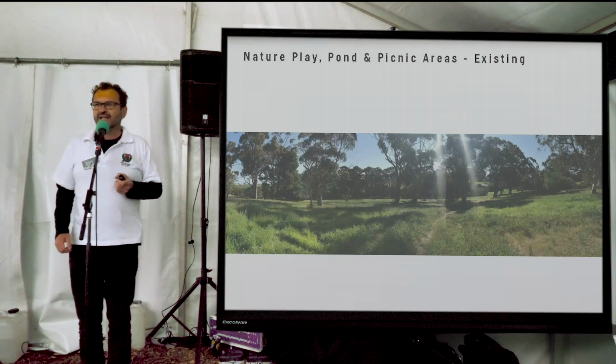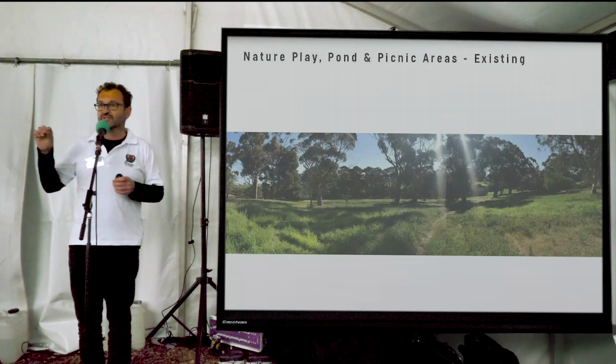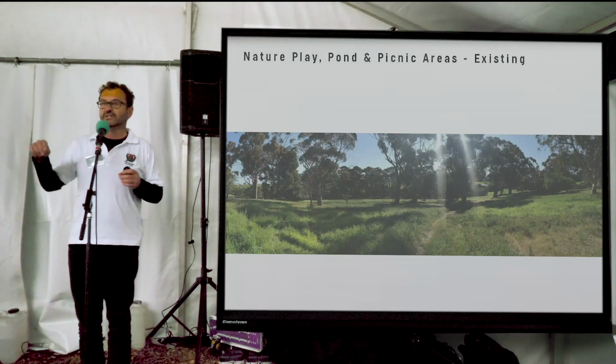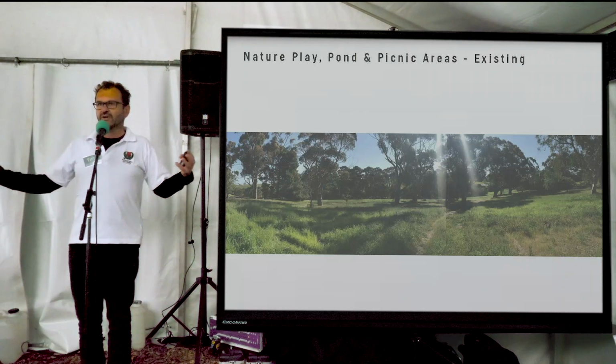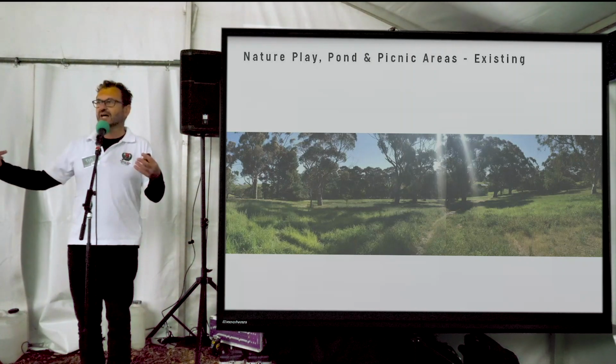The nature play and pond precinct, so there's quite a lot of work that the Friends of Glenthorne have been doing down around the pond in particular in terms of revegetation. The master plan builds on that work that they've begun, and looks at the creek corridor as being this real opportunity to bring people back to nature and start a revegetation strategy that starts with the creek.